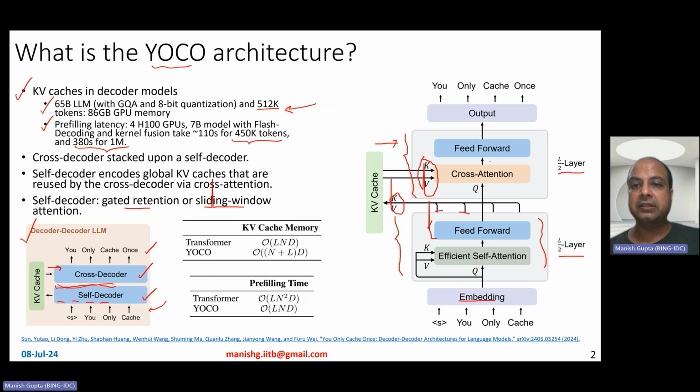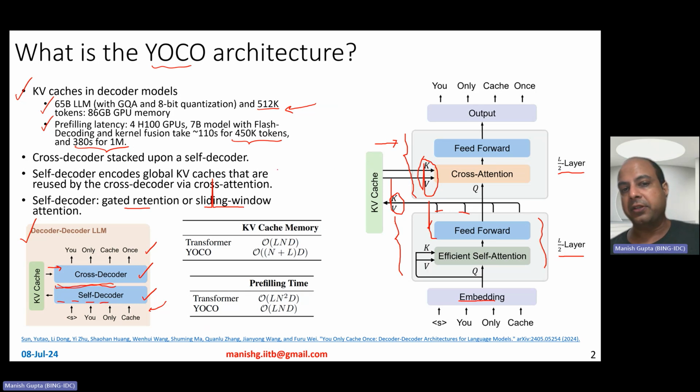And then the cross attention essentially takes the output from the last layer of the self decoder and uses it to compute queries, but the keys and the values are not recomputed. They're just used from the cache. Okay. So that's the interesting part. Now, this architecture actually makes the processing super efficient. Okay. So let us talk about how efficient it becomes.